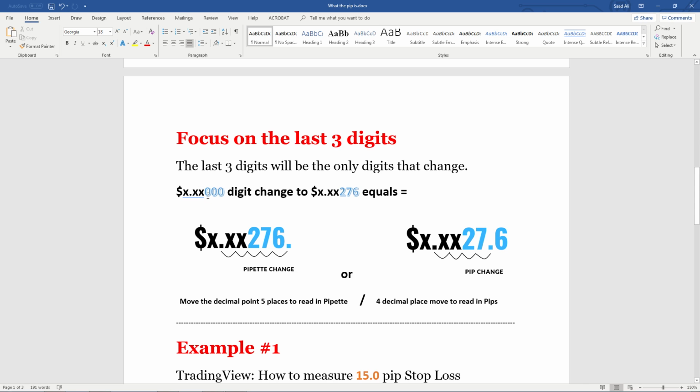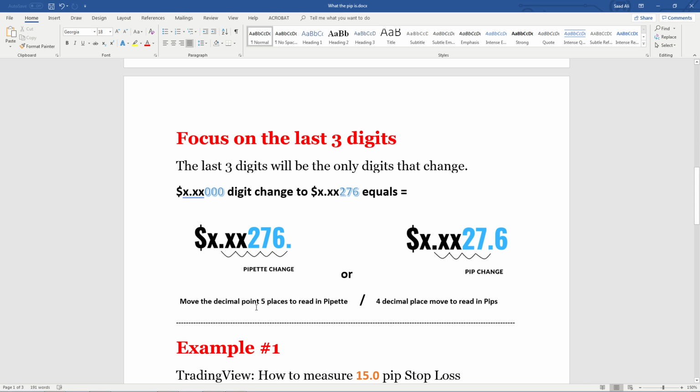So if we have triple zeros and the digits change to 276, so the last 3 digits go from 000 to 276, that equals, because I'm moving 1, 2, 3, 4, 5 decimal places and that represents a pipette, a 276 pipette change. So just remember that if you see price fluctuate from, say, triple zeros to 276, that represents a 276 pipette change because it's the 5th decimal place.